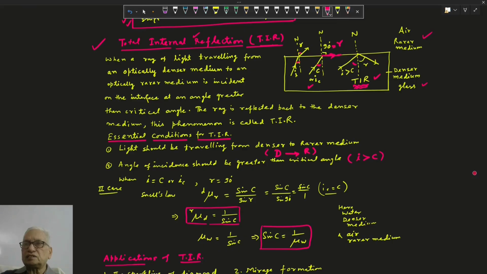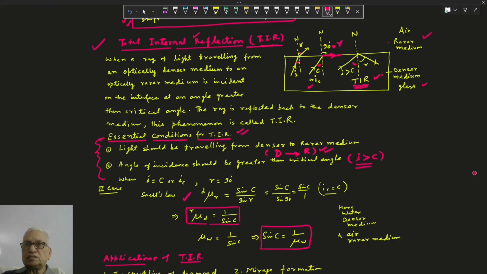Internal ही reflection. Now there are two conditions that must be satisfied. The ray must move from denser to rarer medium always, and the angle of incidence must be more than the critical angle. If these two conditions are satisfied, then and only then do we get total internal reflection. From the middle figure, if the angle of incidence is the critical angle C, r is 90 degrees. We use this formula: mu of rarer with respect to denser is sin C upon sin r.